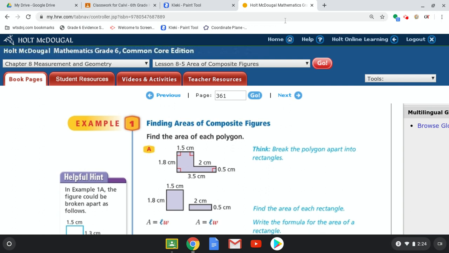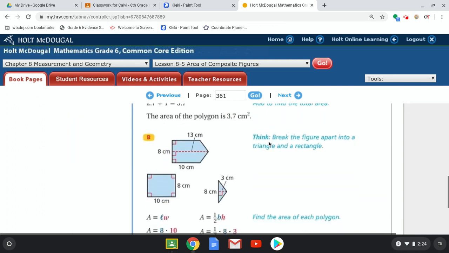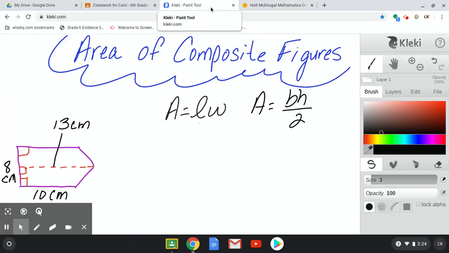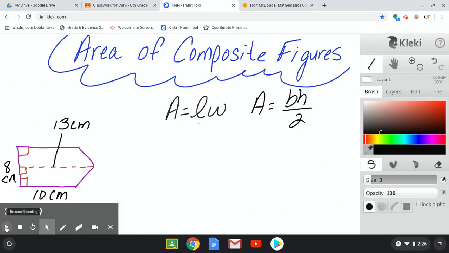Okay, so looking at example 1B, we need to find the area of this figure. So again, this is not a shape that we have a formula for area. If you notice what they did, they put a line right here and divided this figure into a rectangle and a triangle. We know the formula for the area of a rectangle and we know the formula for area of a triangle, so it makes it easier to find the area of this figure once we do these two separately. All right, so let's go back to what I drew.